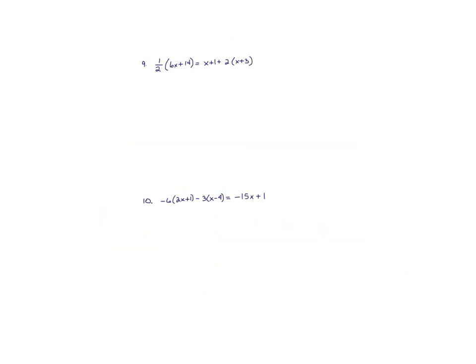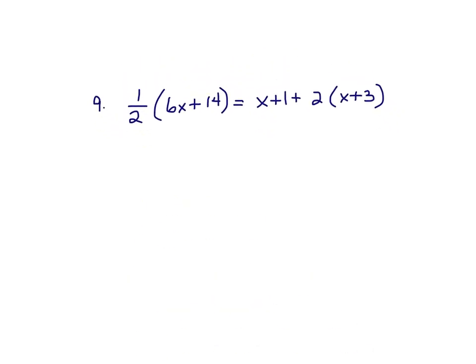Now, on number 9, notice I have a fraction, but I only have one fraction in the problem. Now, for this one, I'm actually just going to distribute it because I can very easily find half of 6 and half of 14. Now, if it were something that didn't go in evenly, then I would do the trick with eliminating the fraction. But I'm actually going to just distribute the half to the 6 and the half to the 14. So half of 6x would be 3x, and half of 14 would be 7. And then I'm going to distribute the 2 on the right side.